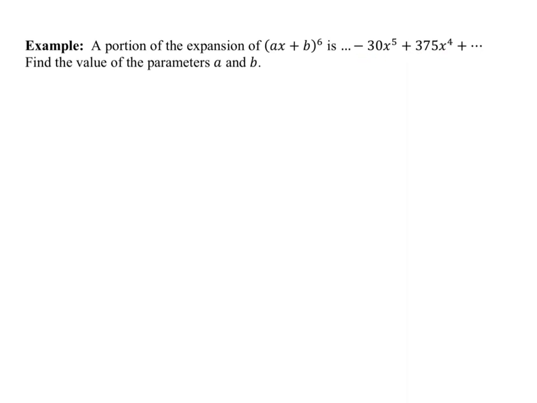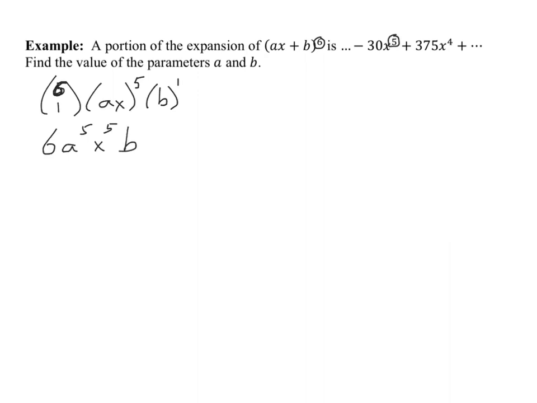Okay? So here's what I'm seeing. I'm going to have a coefficient, and then I'm going to need to have ax raised to the fifth power for me to get that fifth power. That means b is going to have to be raised to the first power because this whole thing is sixth power. That means this combinatorial coefficient is 6, 1. And I can actually do that pretty easily, right? This is 6a to the fifth, x to the fifth, b.